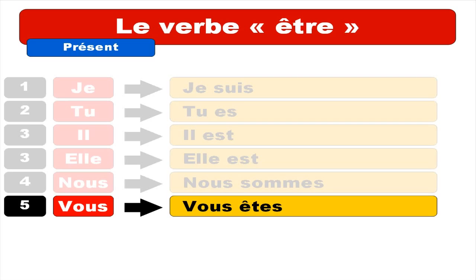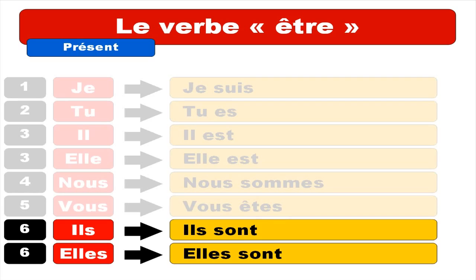And then, ils and elles. So ils, masculine: ils sont. Alright, repeat. Ils sont. Okay, and then the feminine form: elles sont. Repeat. Elles sont.